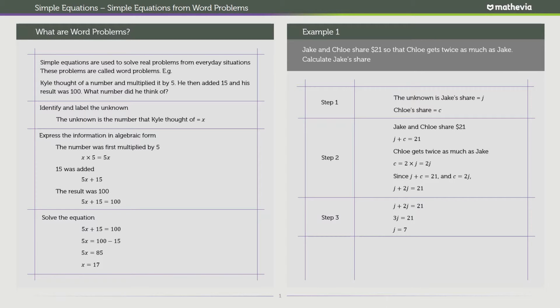And Chloe's share was twice that of Jake. So if you're looking to find Chloe's share, you just multiply Jake's share by 2, and you have that Chloe's share is $14, okay? And if you add 14 and 7 together, what do you have? You most definitely have $21. And yeah, that's it. Very simple. Let's do another example.